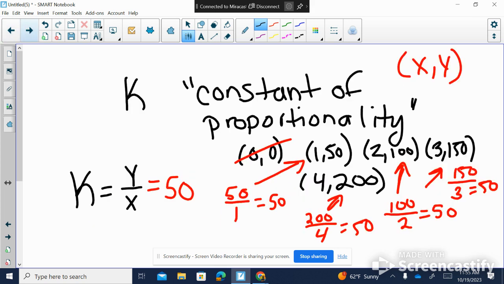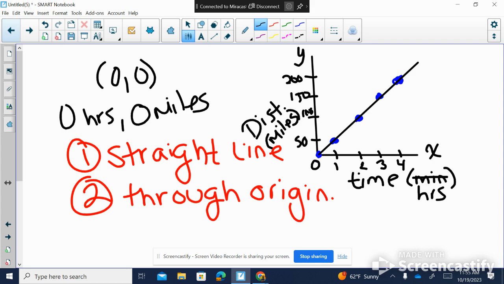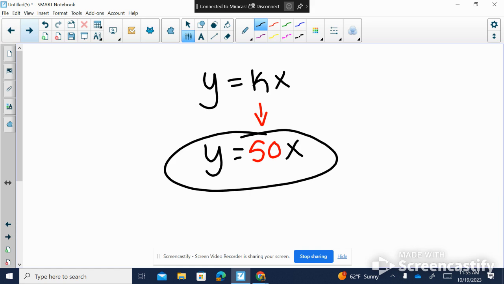Now going back to x, x is time in hours. So if I replace the x with 1, that means I've gone 1 hour. If I replace it with a 2, that means I've gone 2 hours, and so on and so forth. So we can always replace the x with the amount of time that we were traveling. And when we take that number and we multiply it by 50, we're going to get the amount that we traveled. So let's test it out.